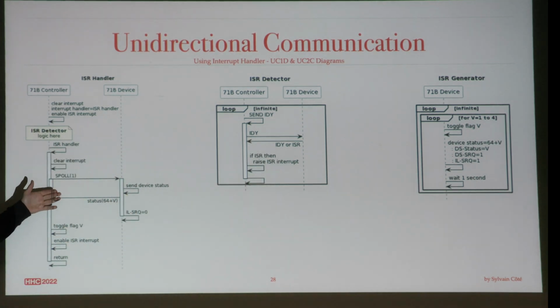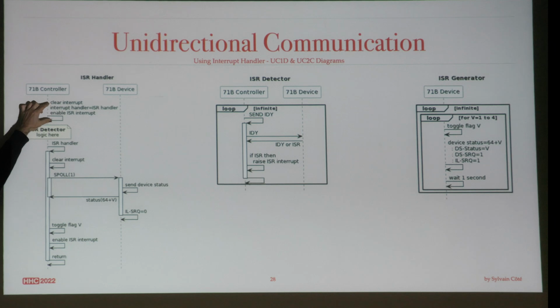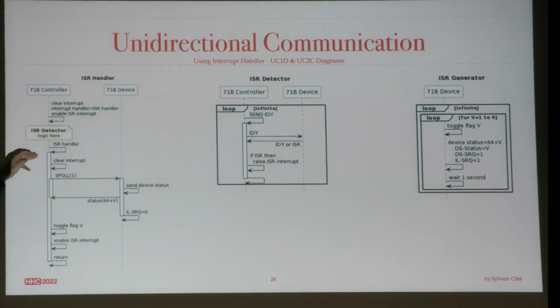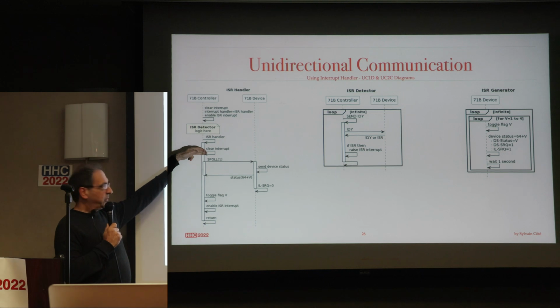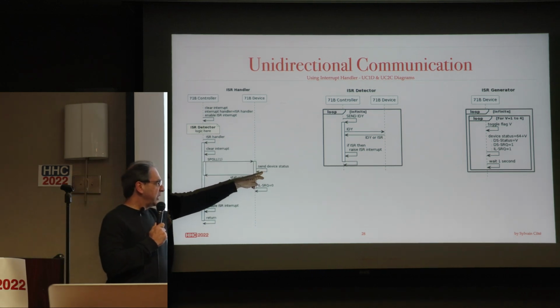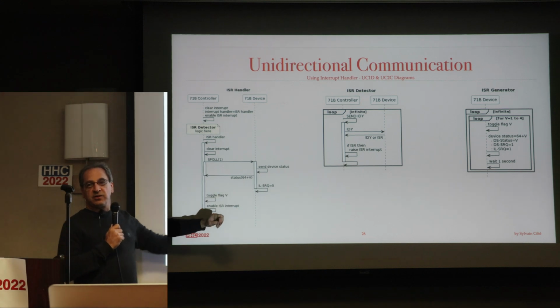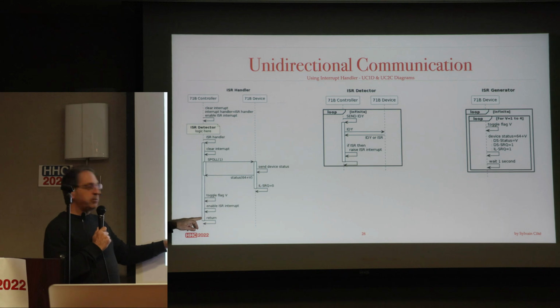Now, on the controller side, I need to set up my software interrupt and have the handler here. So the handler is basically going to be called by the HPIL interface. It's going to clear its interrupt. It's going to send a serial poll to get the device status. That will reset the service request bit on the HPIL side. It's going to toggle the flag, and it's going to re-enable the interrupt on the controller side.